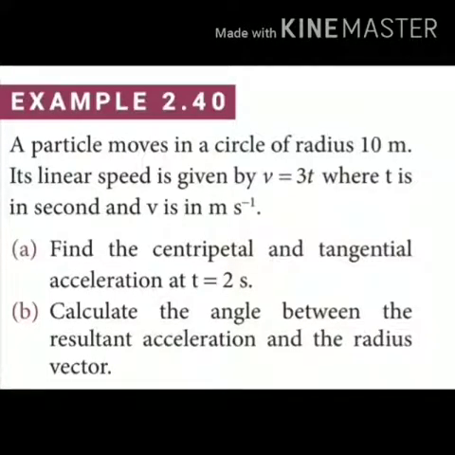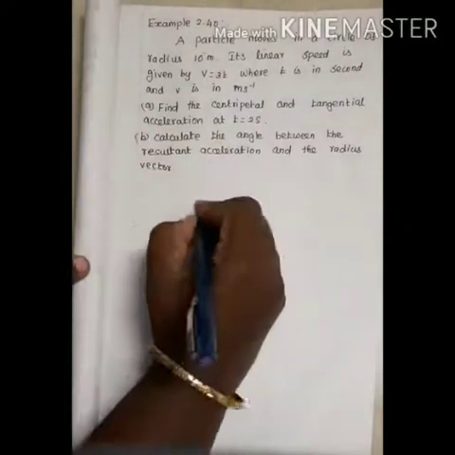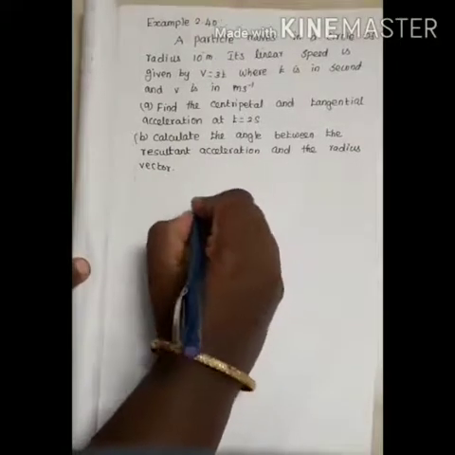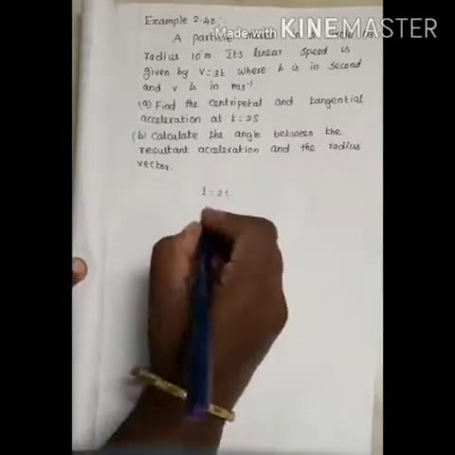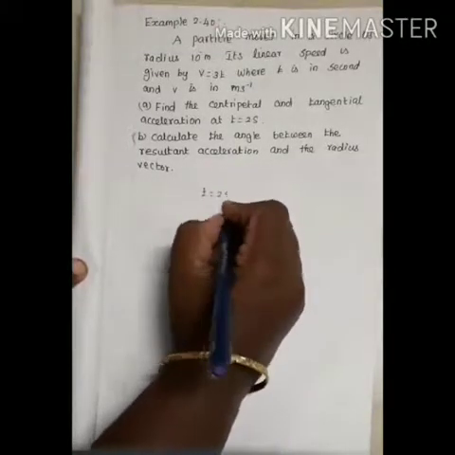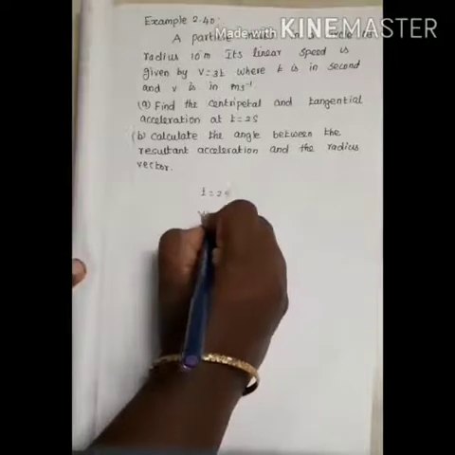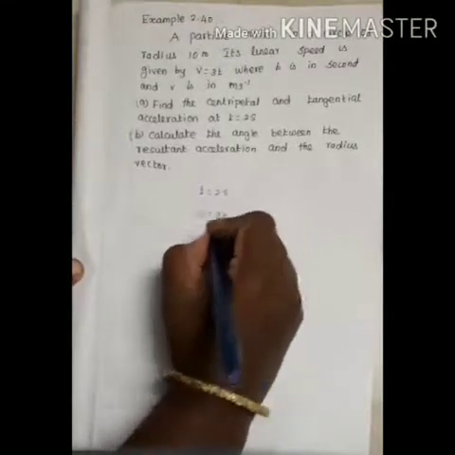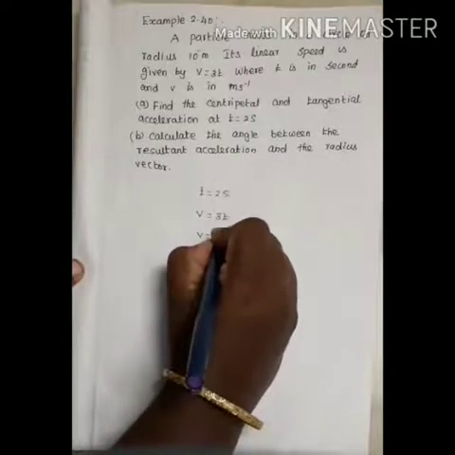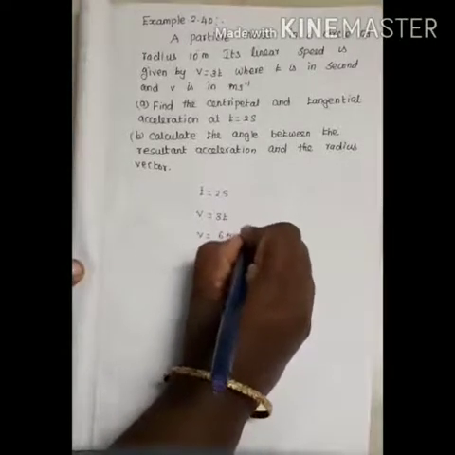The first one, the radius of the circle is 10 meter. v is equal to 3t. First, centripetal acceleration. Centripetal acceleration is equal to a is equal to v square by R. Next, the linear speed at t is equal to 2 seconds. Therefore, velocity v is equal to 3 into t. Therefore, t is equal to 2 seconds, so velocity is equal to 6 meters second minus 1.